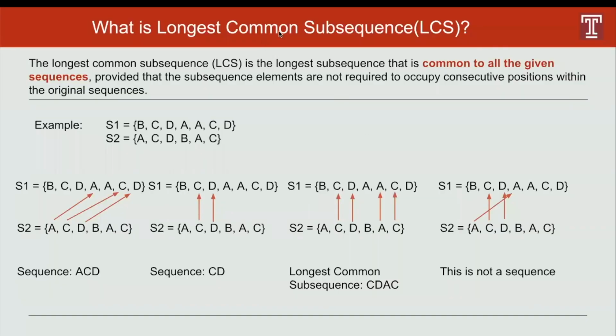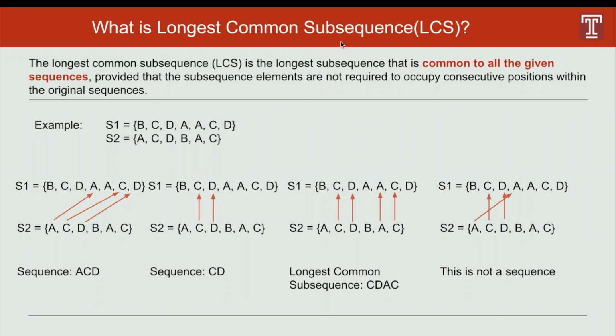So let's see what the longest common subsequence problem actually is. We can shortly call it LCS. In the book, there is a definition: LCS is the longest subsequence that is common to all given sequences, provided that subsequence elements are not required to occupy consecutive positions within the original sequence. So this seems very hard to understand. Let me clear it out.